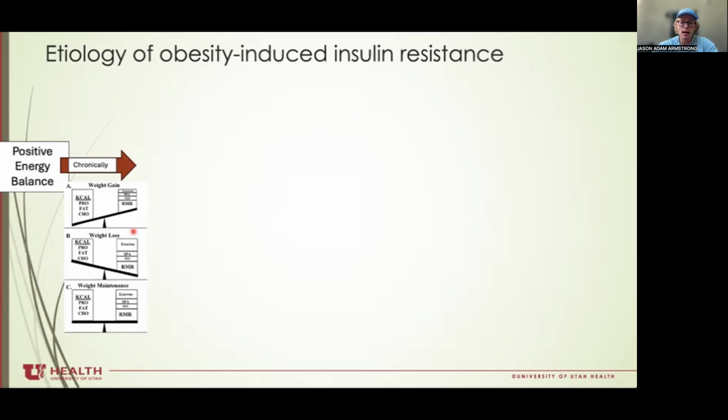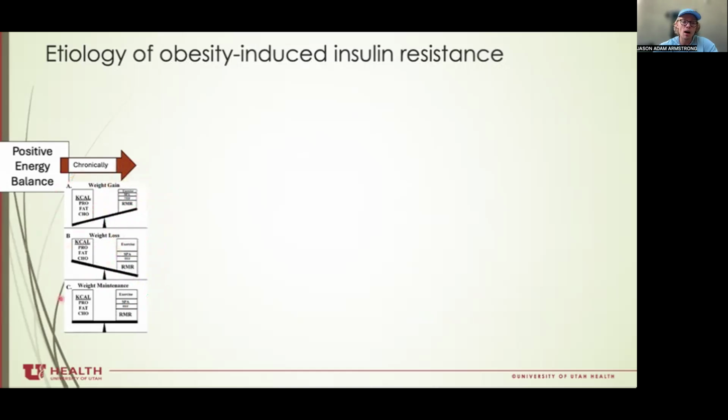And then lastly, we have exercise. Exercise, depending on the individual, is going to take up a different proportion of their calories. But generally speaking, with weight gain, the combined energy expenditure is less than the combined energy intake.